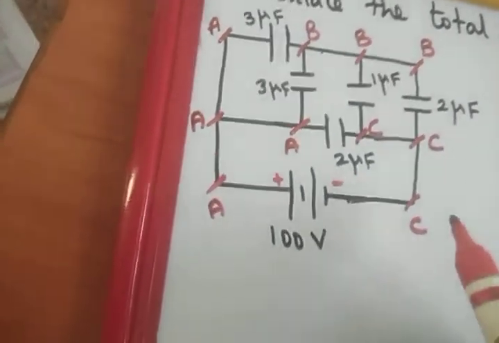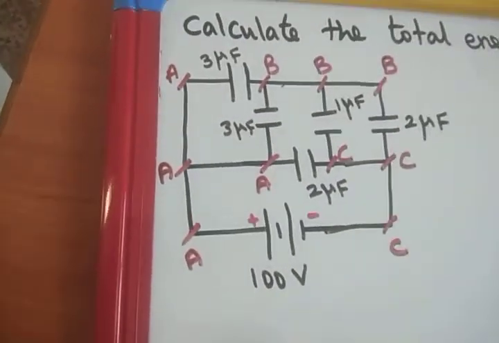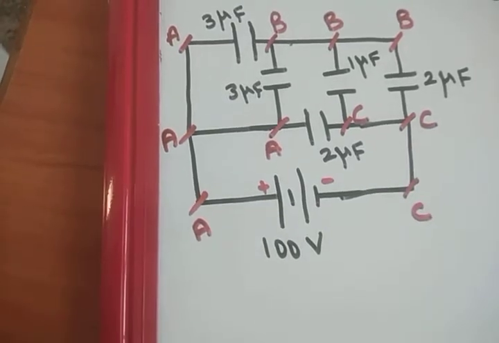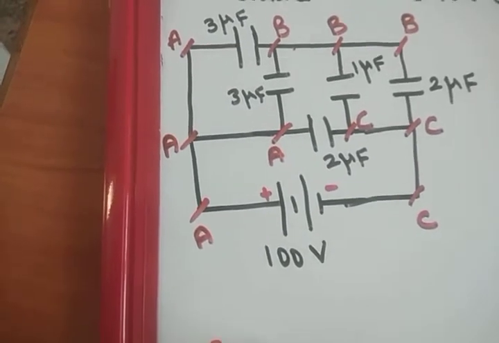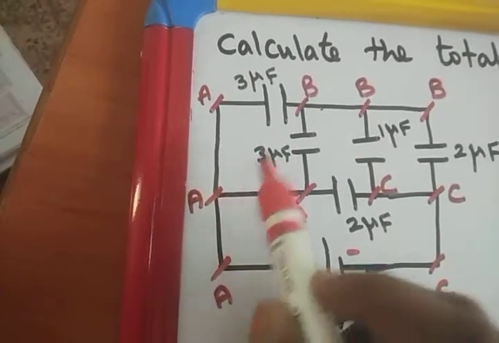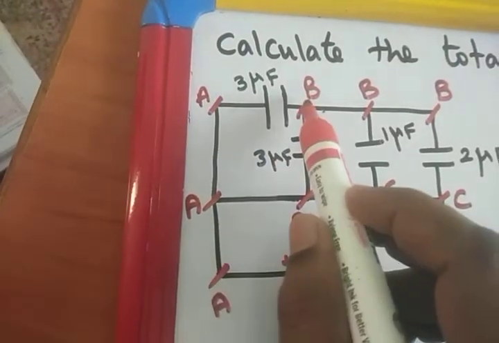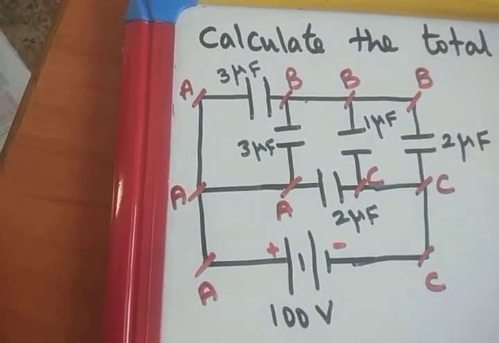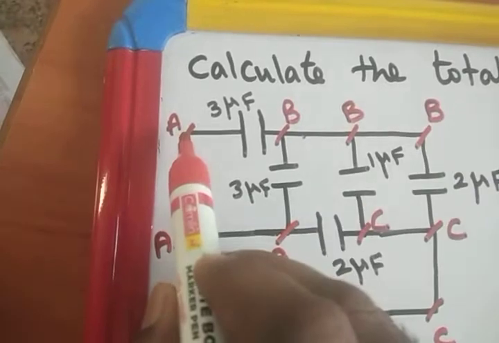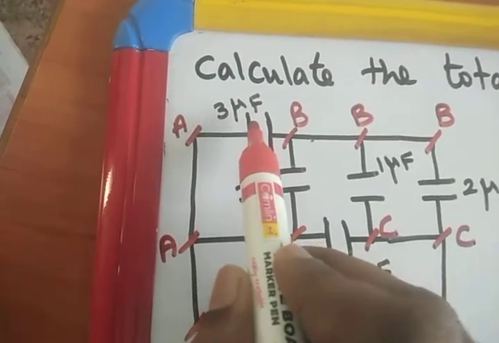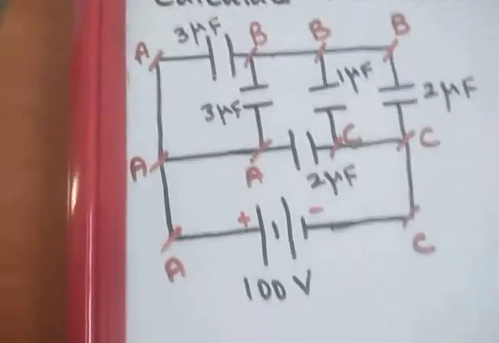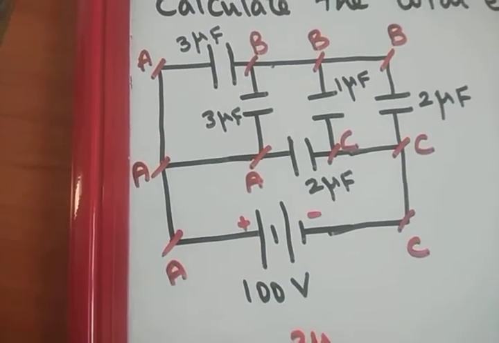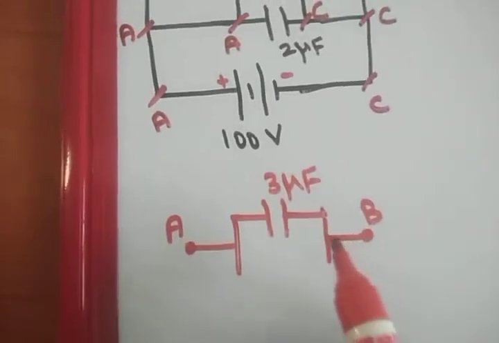So now I am going to redraw the given network. Very simple. This is the point A. This is the point A. From point A, there is another point B, and this is another point B. In between the points A and B, there is a capacitor of capacitance 3 microfarad. So I draw this capacitor of 3 microfarad.